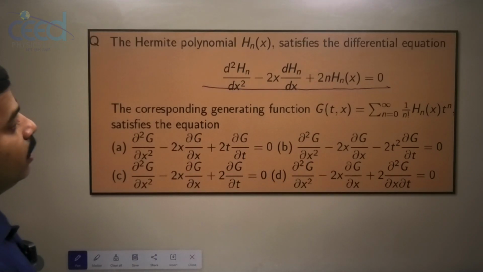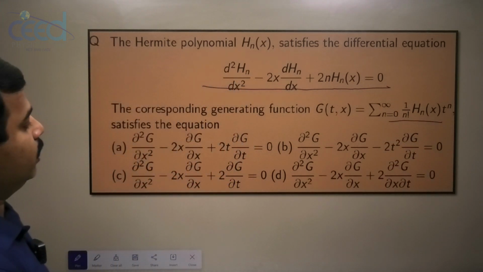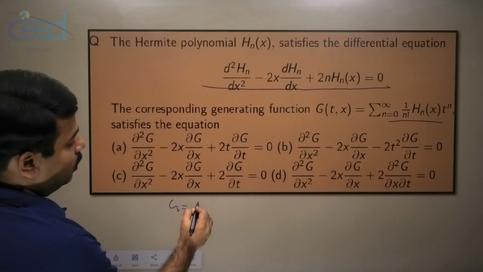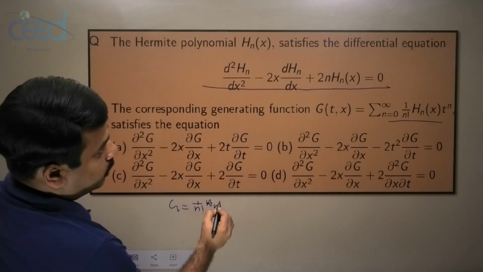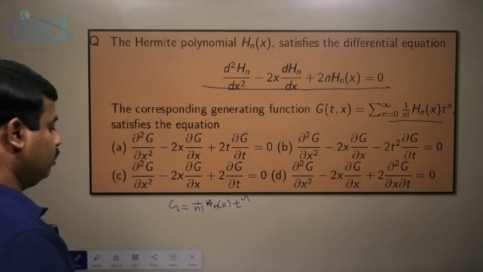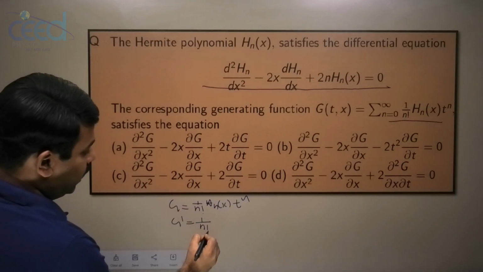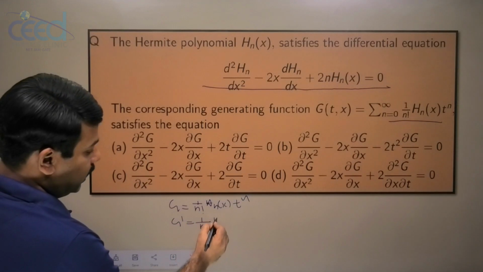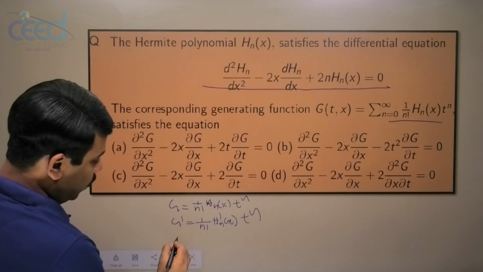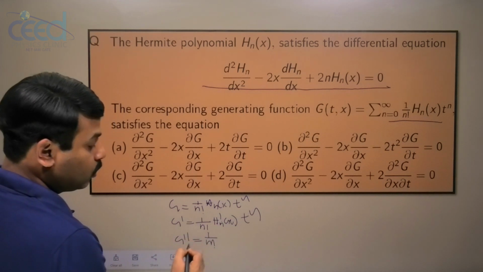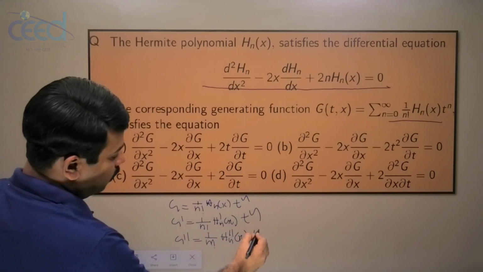Right. So, look here, the generating function they have given: g is equal to the sum of 1 by n factorial into h_n of x t raised to n. Then we can substitute to find g'. g' is equal to the sum of 1 by n factorial h_n'(x) t raised to n. Now what is g''? 1 by n factorial into h_n''(x) t raised to n.